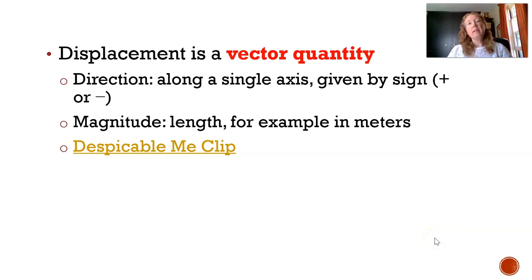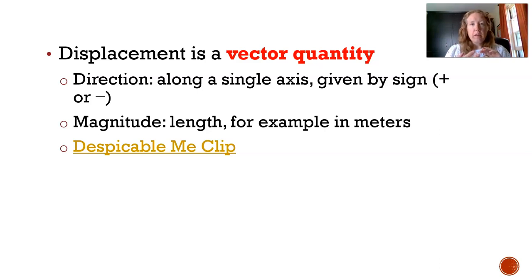Displacement is a vector quantity. That means it has an amount or magnitude. Whenever you hear that word magnitude, you're just going to think size or amount, as in a number. So 5 meters, or 1,000 kilometers, or 15 feet. And then the direction. So vector quantities always have an amount and a direction. So if it's your sidewalk, it could be north or east or southwest.